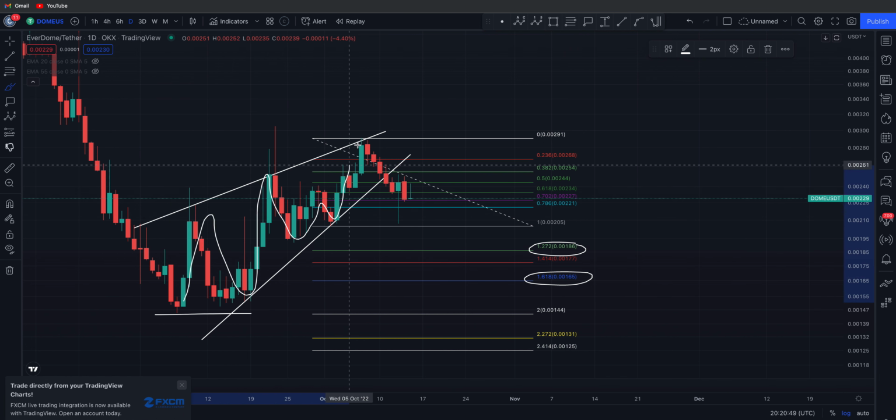I think I mentioned this in a previous video, once you lose support of this support line and you turn that support line into resistance, and you start getting pushed back down from it, you do tend to retrace to where you came from, which would take us to actually this 2 fib. But for me, I don't think that's the case.